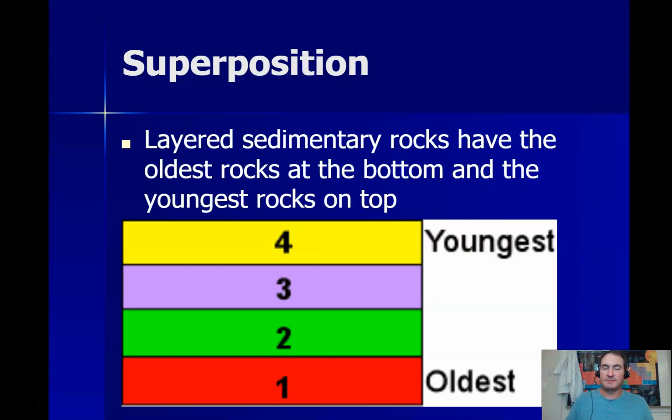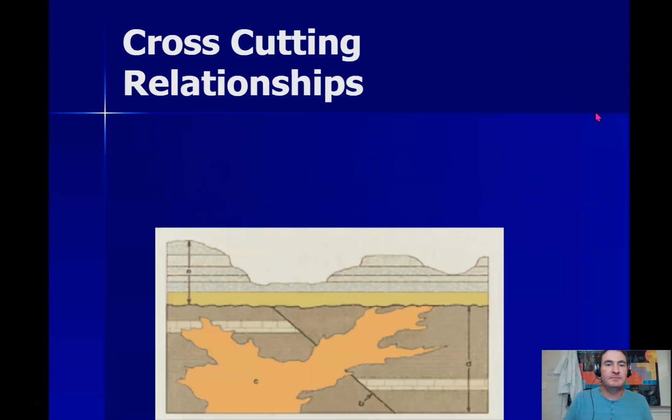Now there are times when rocks get folded completely over, and we end up getting this out of order. And so we have to not just look at the strata that we're looking at. We may have to look at a lot of other strata around this area to know that. But in general, oldest rocks on the bottom, youngest rocks on the top.